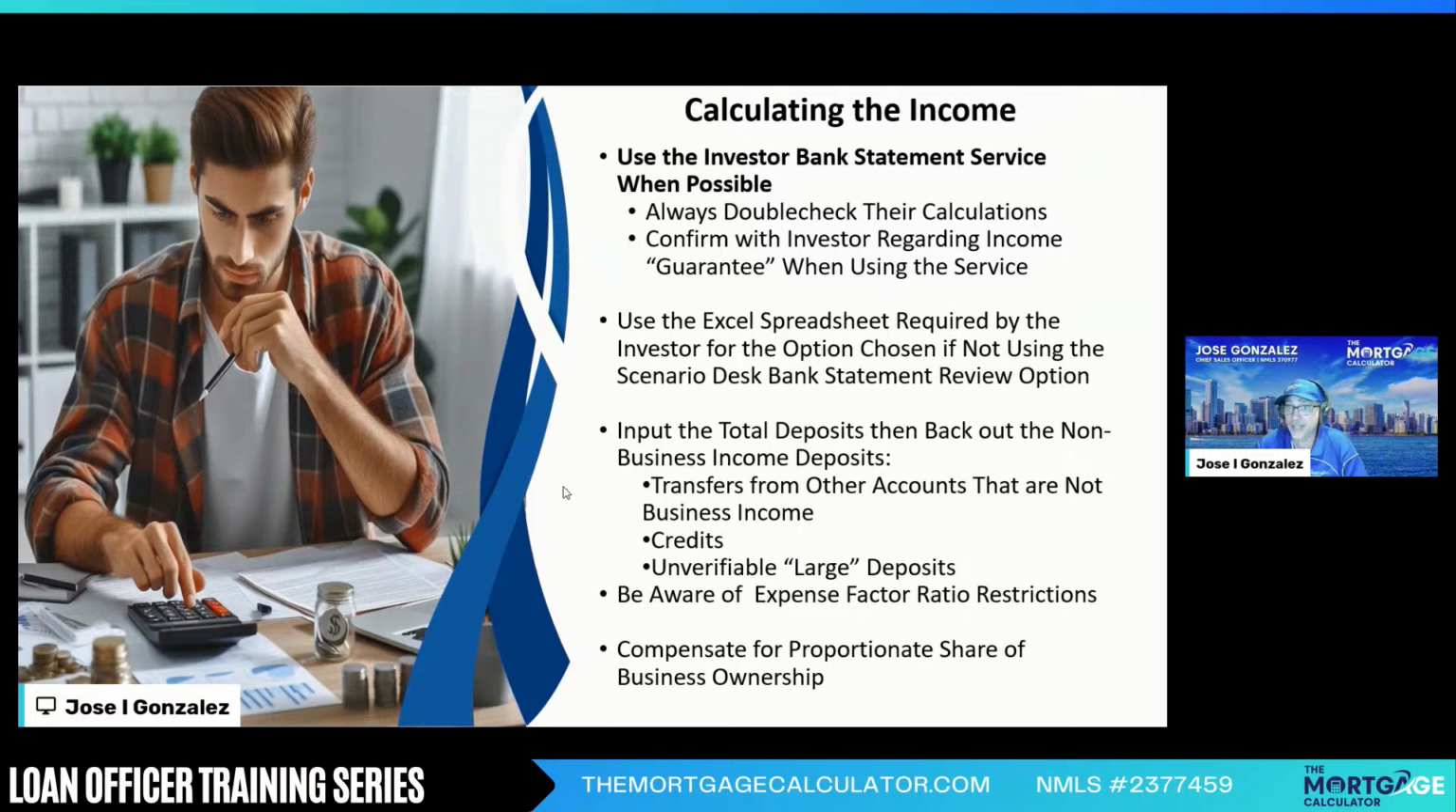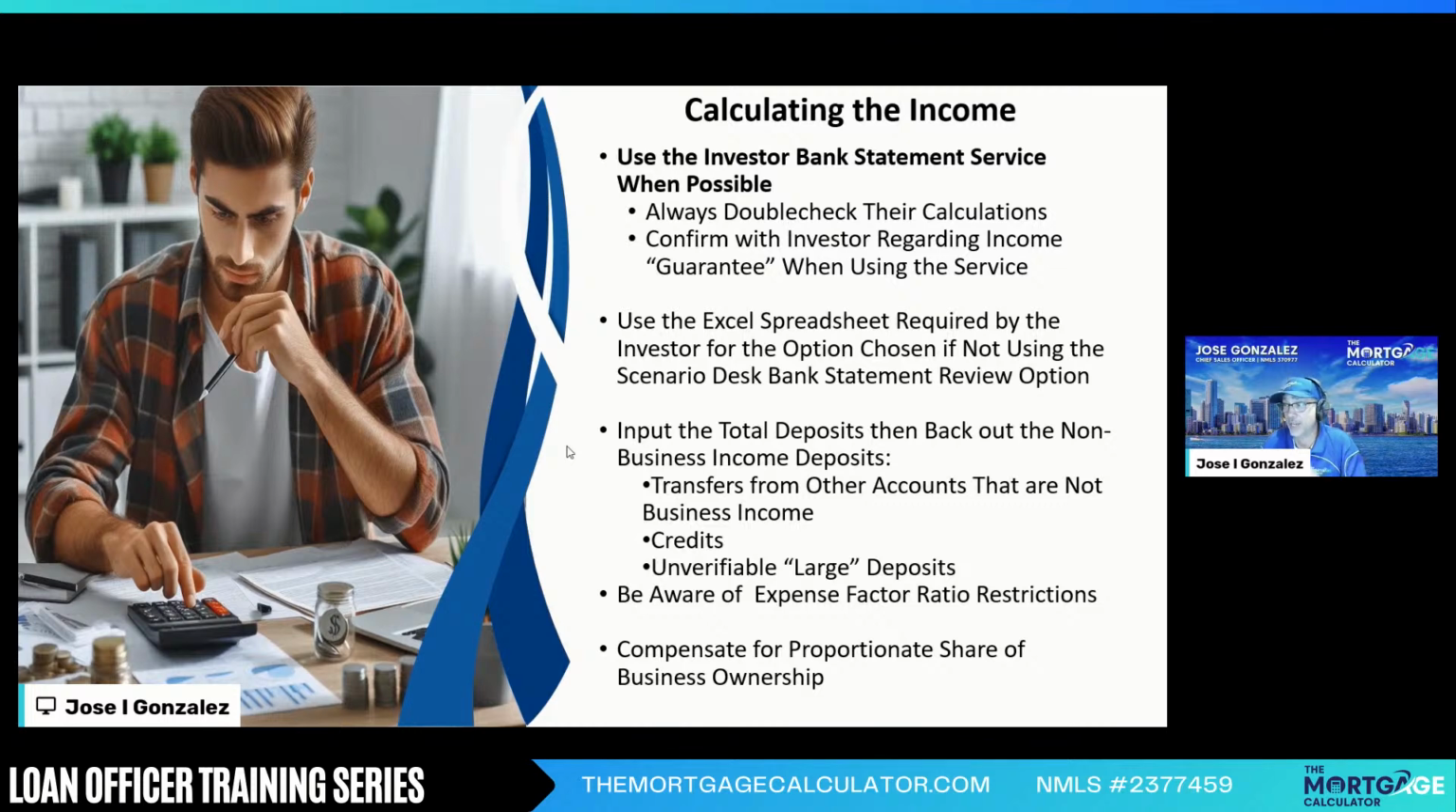And I will, in the next slide, show you the actual form, but I'm going to cover some of the mechanics here. You're going to input in your first column the total deposits for that month as one amount. So assuming it's $100,000 is what the bank statement says were the total deposits that month. Then you're going to back out the non-business income deposits, which would be, for example, transfers from other accounts that are not business income, credits like return item credits, and unverifiable large deposits once it gets to that stage. Again, be aware of expense factor ratio restrictions, and also very important, please make sure to compensate for the proportionate share of the borrower's business ownership.